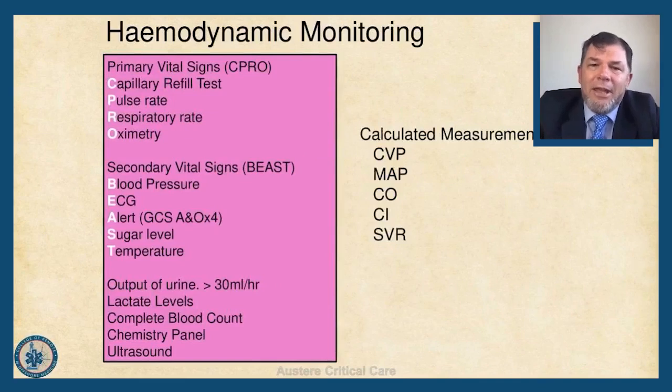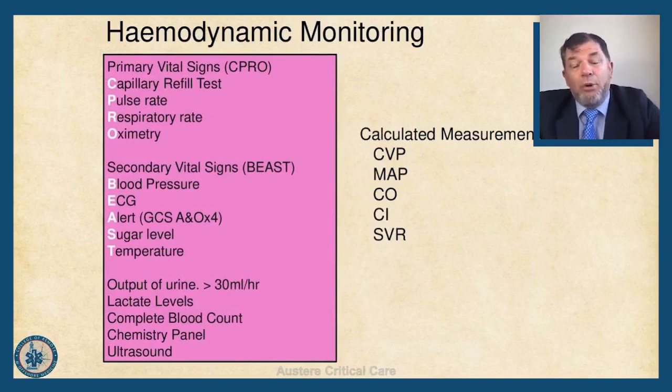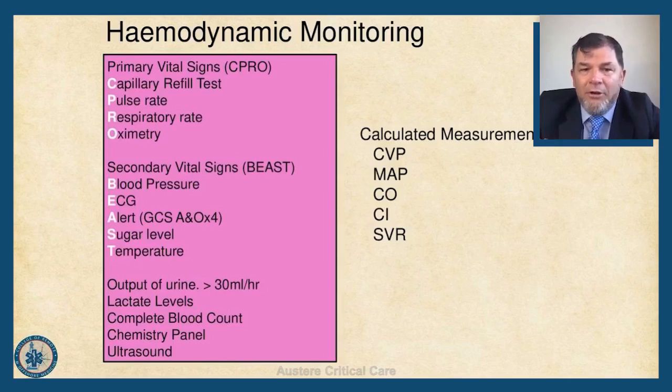All right, let's talk about hemodynamic monitoring, and this is our bread and butter as critical care practitioners. So we need our vital signs, we need our output, so urine output, lactate levels, some laboratory. So if you can do CBC or chem panel, ultrasound, these are going to give you some hemodynamic parameters that is still technically non-invasive. And there's some calculated measurements as well that we can talk about.